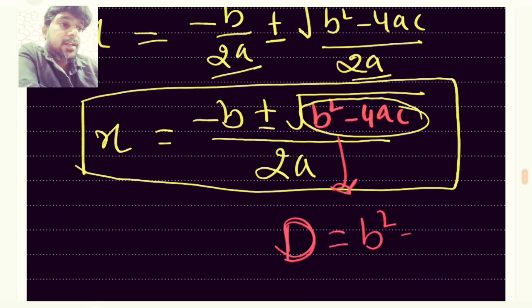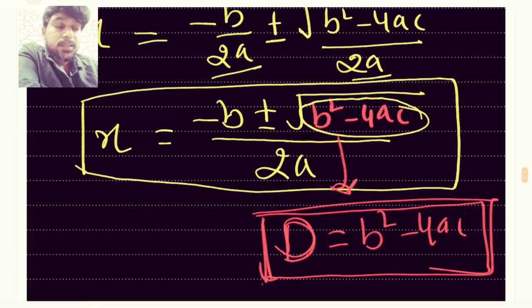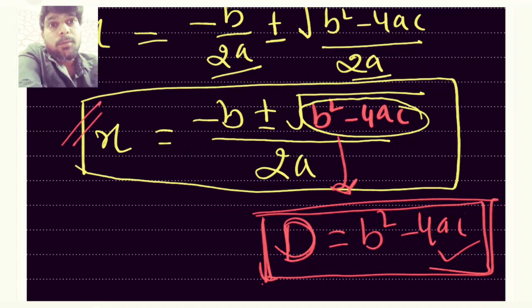B square minus 4ac is called the discriminant, and this discriminant has a special meaning, because that is going to tell you about the nature of the roots. So that nature of the roots I'm going to bring in another video. I'm going to discuss more about this quadratic formula in my later videos, right? So for now, you just have to understand how to derive the quadratic equation formula.